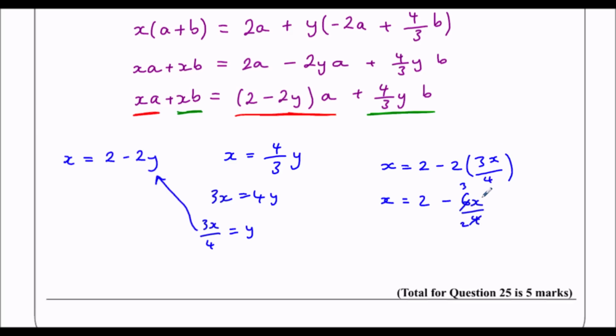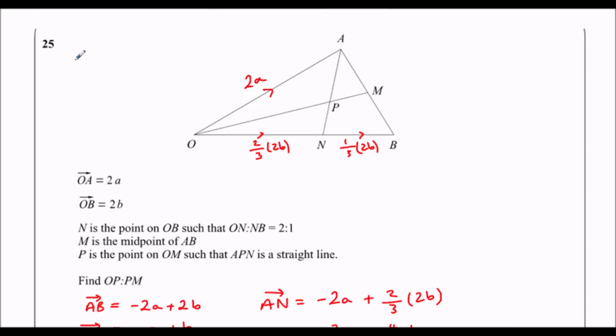Then add 3 over 2 X to both sides. Adding 1.5X onto X will give me 2.5X. I'm going to write it as a fraction, so 5 over 2 X equals 2. Multiply both sides by 2 and divide both sides by 5. X is 4/5. So what's that told us?